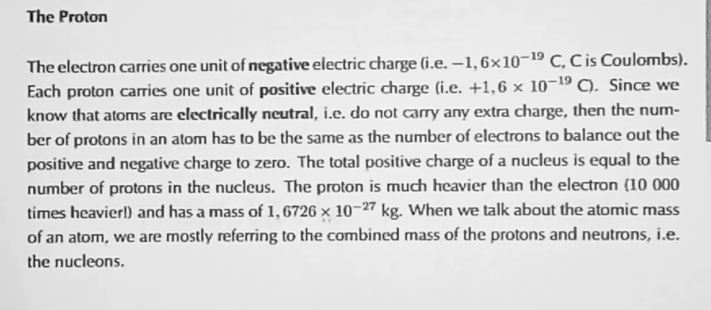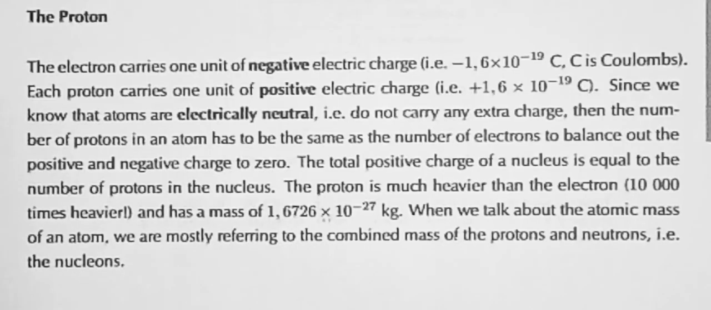Protons and electrons are equal in their numbers. The number of protons in an atom has to be the same as the number of electrons to balance out the positive and negative charge to zero. So the number of protons and the number of electrons have to be the same.